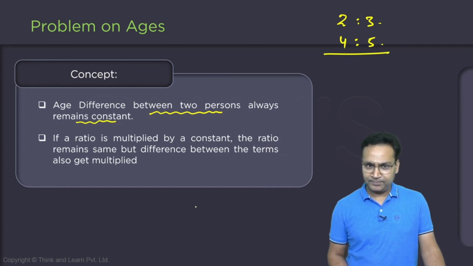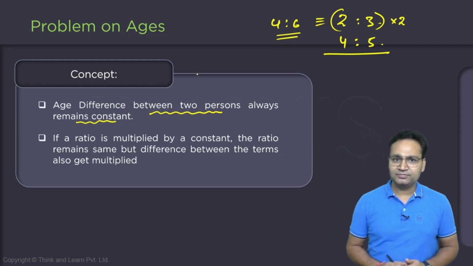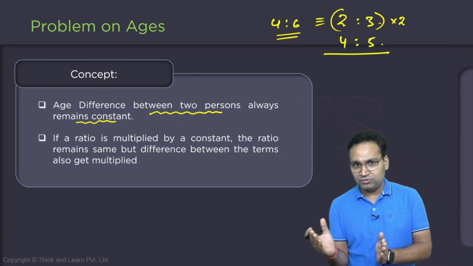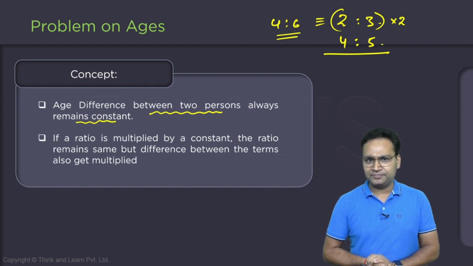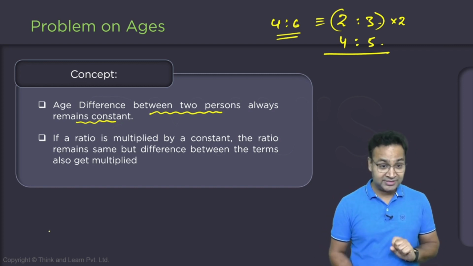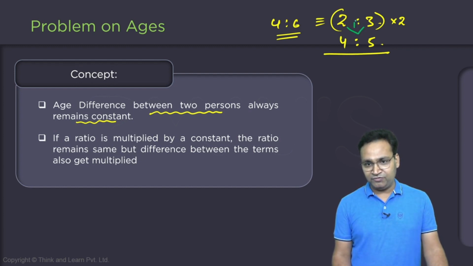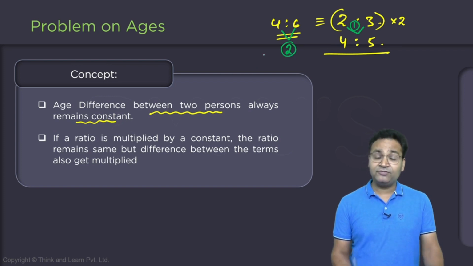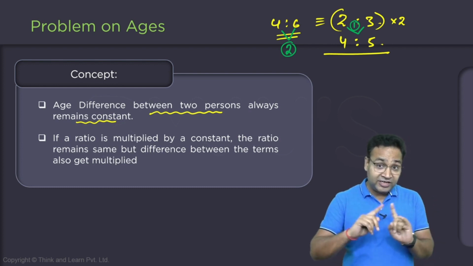Now, if you multiply this 2 ratio 3 by 2, the new ratio will be 4 ratio 6. Is it the same ratio or a different ratio? Same ratio? Of course, yes. But there is one very beautiful thing that happened here. The difference of 2 and 3 was 1. The difference of 4 and 6 is 2. Even though I did not change the ratio by multiplying it by 2, the difference has changed.